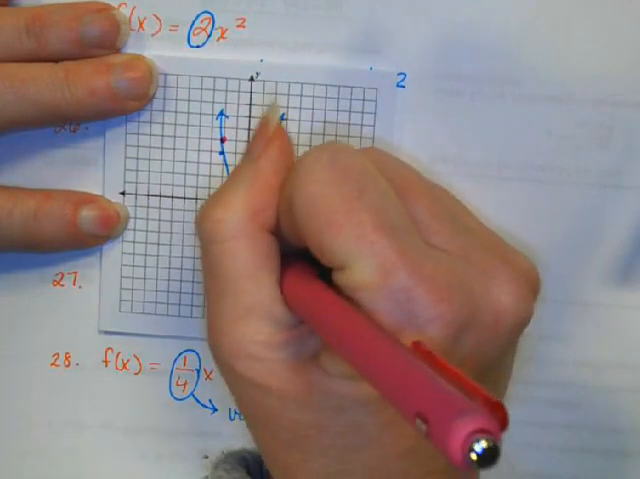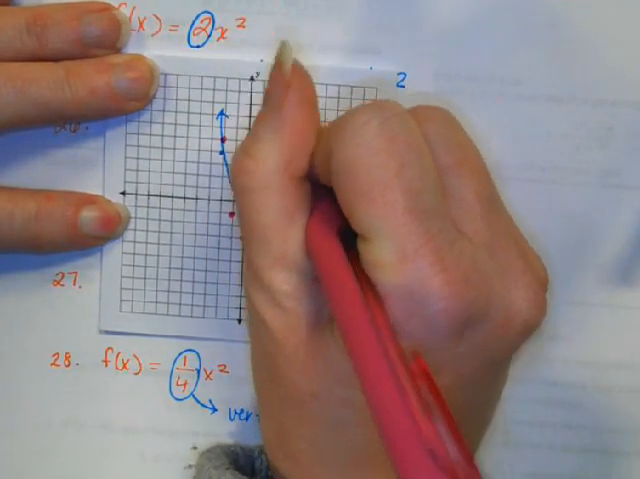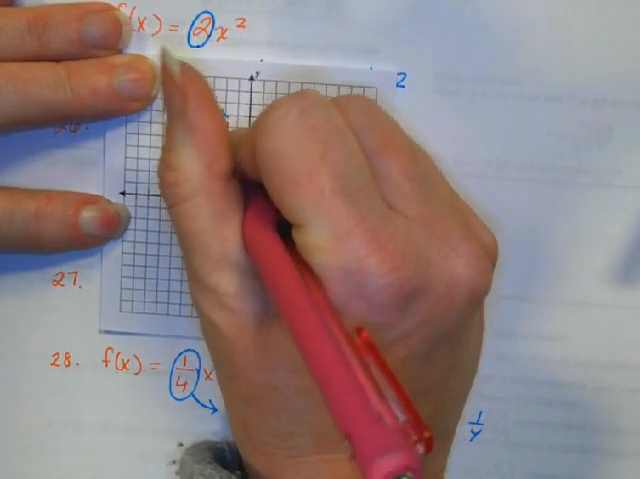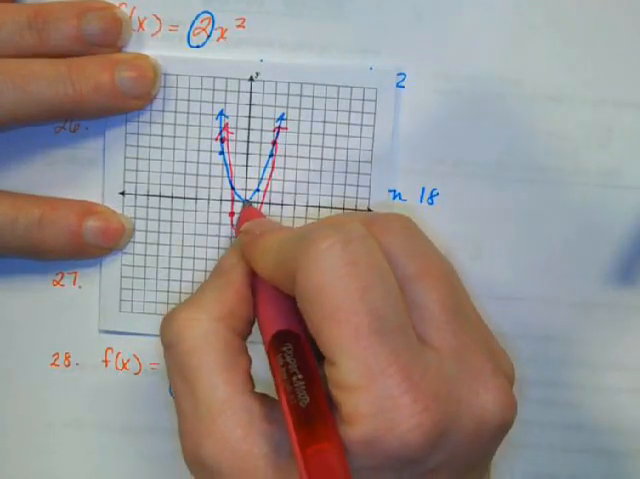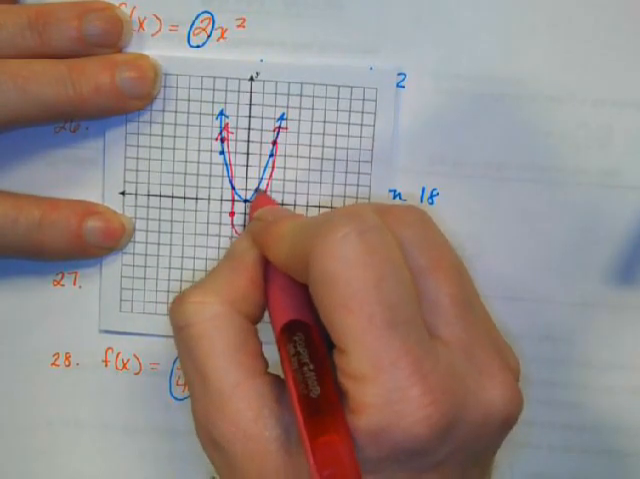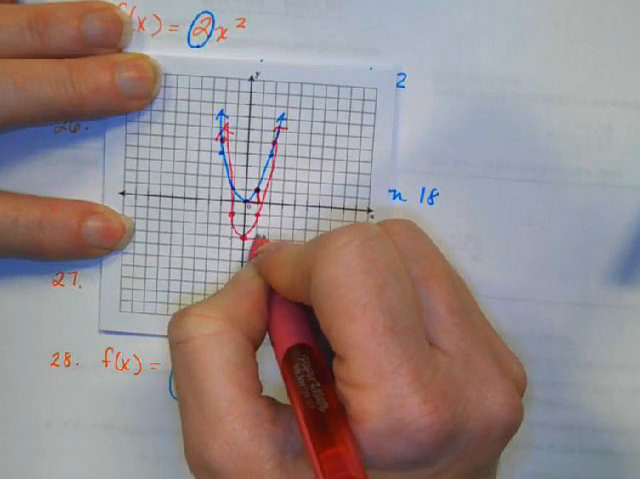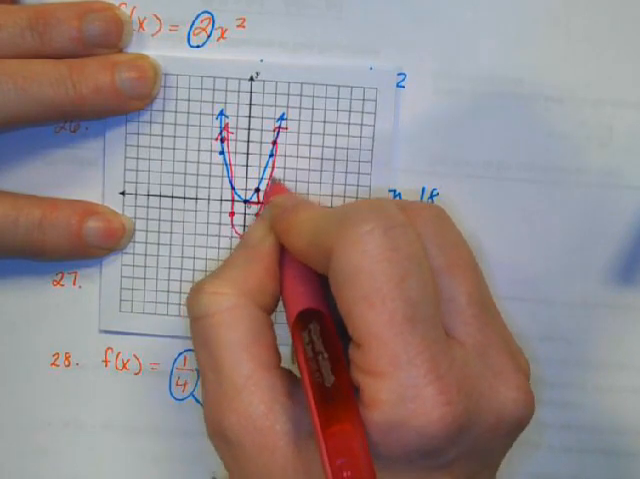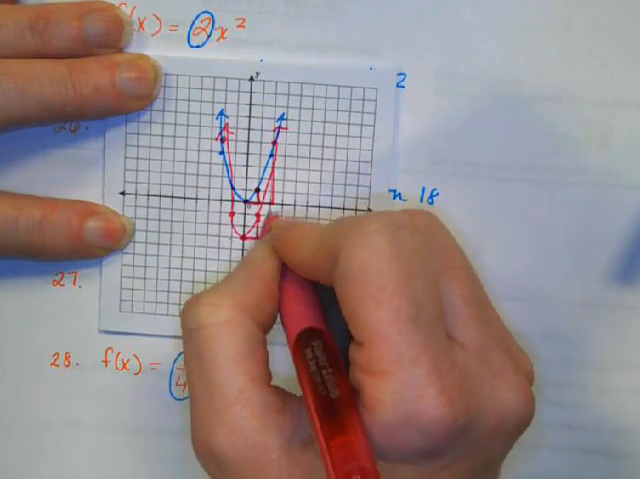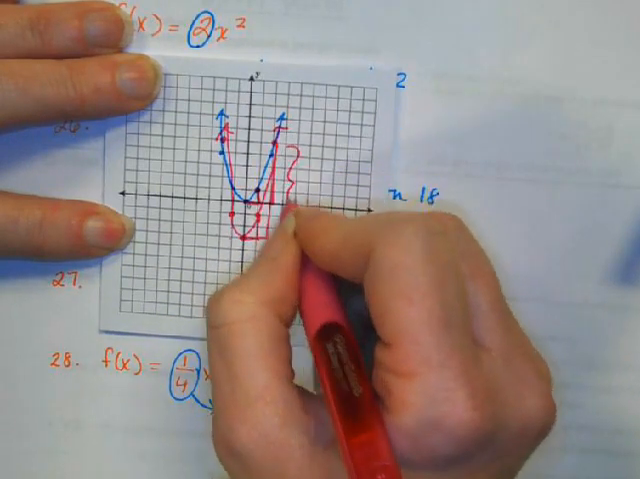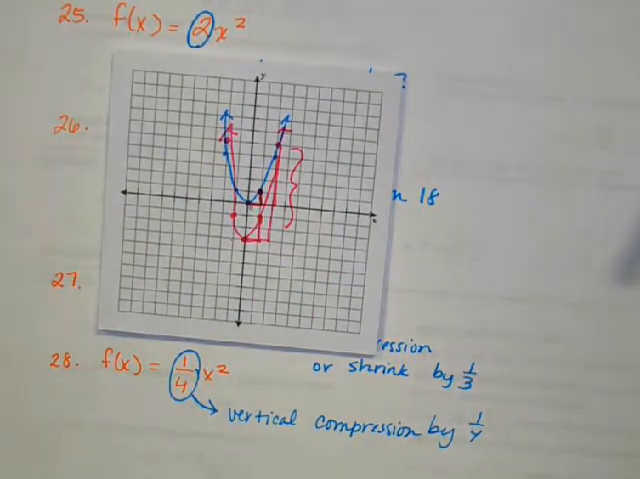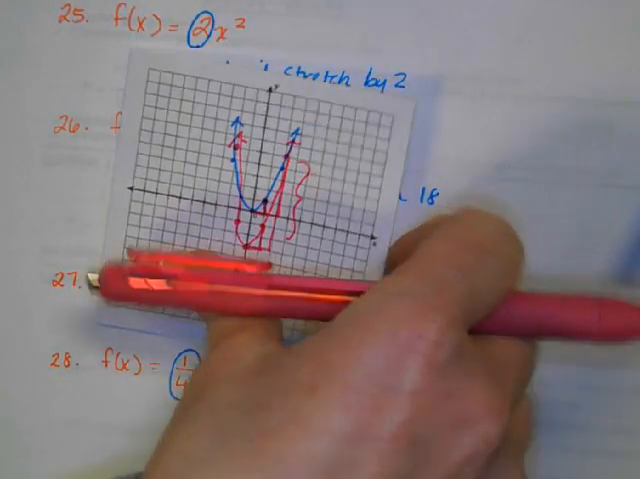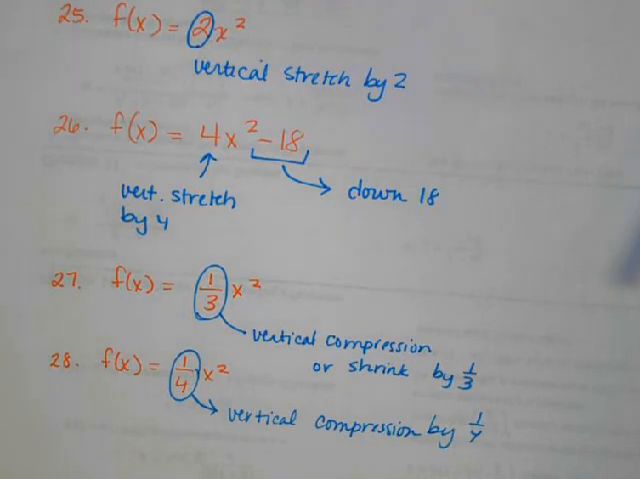So it looks like this, which means, if you think about that, this first one went over 1 up 1. This one's going over 1 up 2. This one went over 2 up 4. This one's going over 2 up 8. All of my vertical values have been doubled. So this one is stretched by 2 and moved down 3.